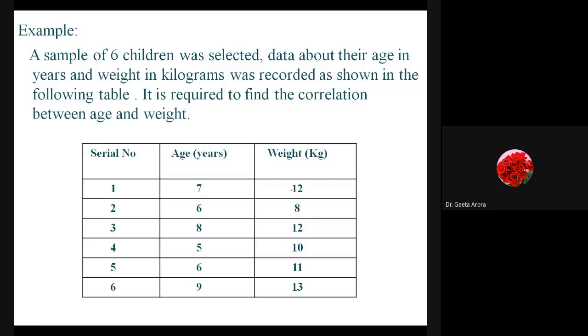Here we are saying a sample of 6 children was selected, and data about their age in years and weight in kilograms was recorded as shown in the following table. We have collected data from 6 children, and we have noted down their age and their weight. Age is in years, weight is recorded in kgs. And we are looking for whether there is any relation between the age and the weight. So what do you say? Is there?